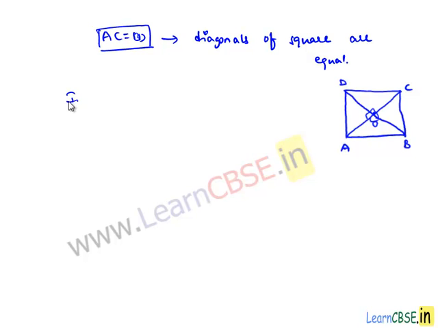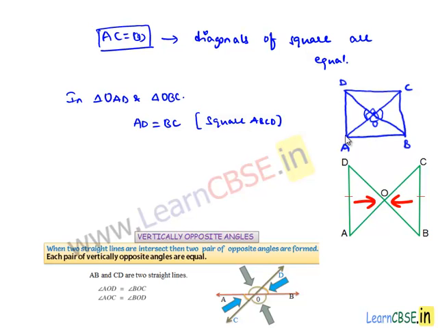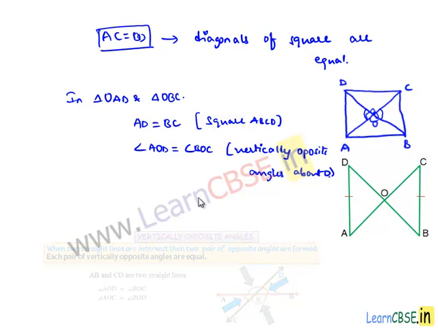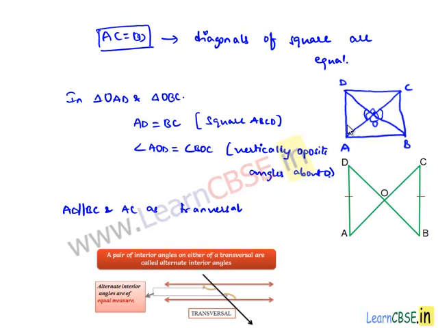Now let us consider two triangles, that is triangle OAD and triangle OBC. In this, AD is equal to BC, as all the sides of a square are equal. Secondly, we can say that angle AOD and angle BOC are equal, since they are vertically opposite angles about point O. And now let us consider that AD is parallel to BC and AC as transversal. Then angle DAO will be equal to angle OCB, since they are alternate interior angles.